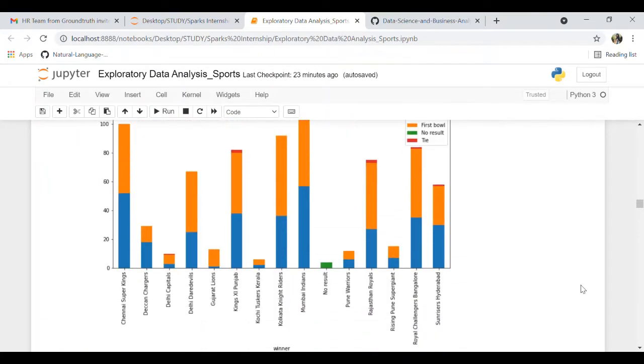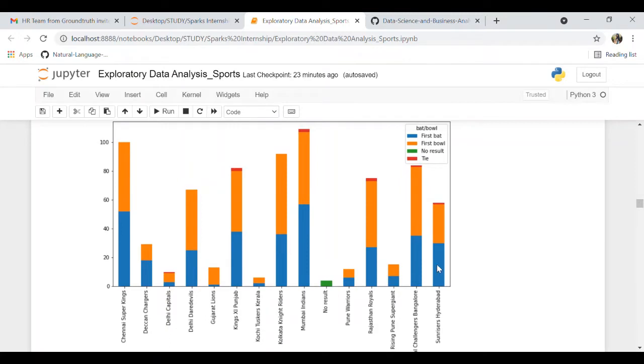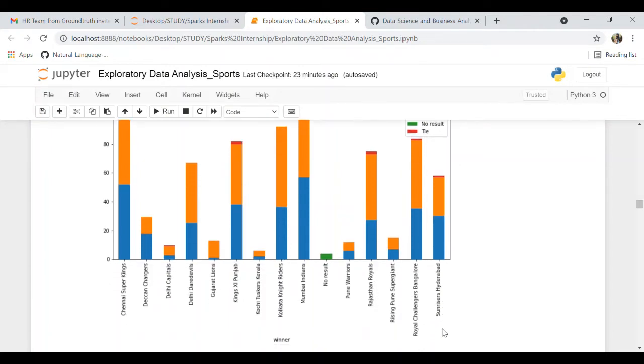We've obtained a stacked bar chart where for each winning team we tried to see the proportion of times it has chosen to bat first and has won, compared to the times when it has chosen to bowl first and has won. The red tips refer to the tie winners. Kings XI Punjab, Mumbai Indians, Rajasthan Royals, Royal Challengers Bangalore, Sunrisers Hyderabad have been tie winners also.